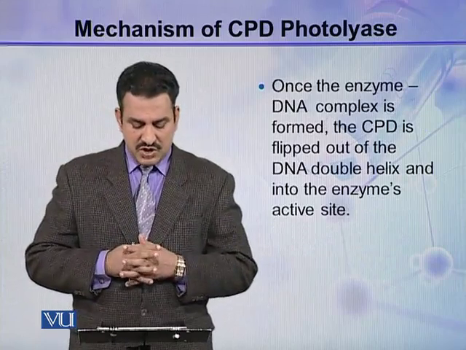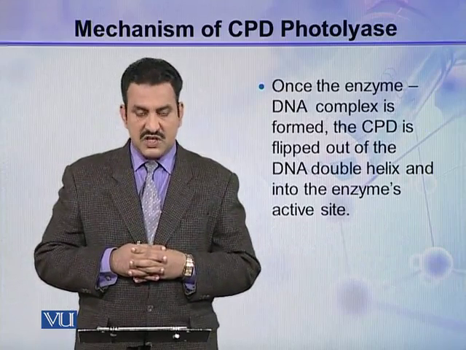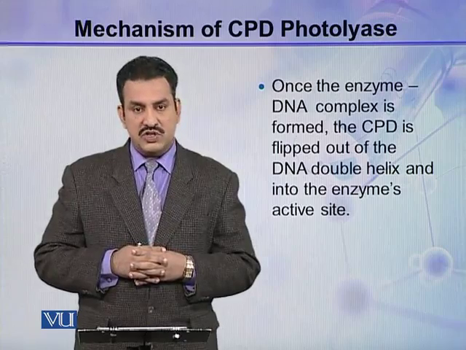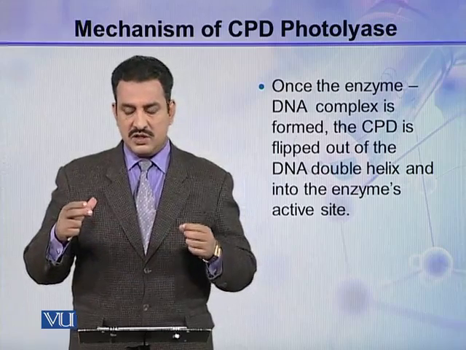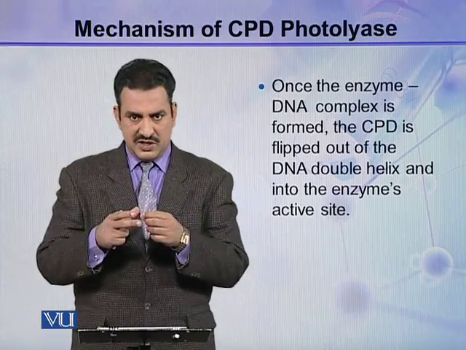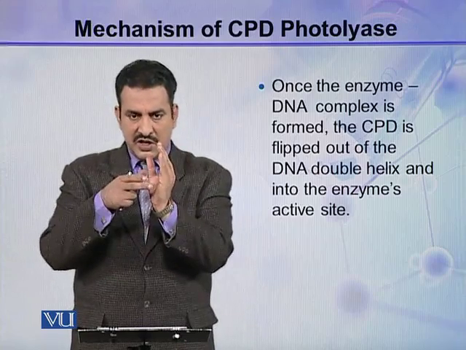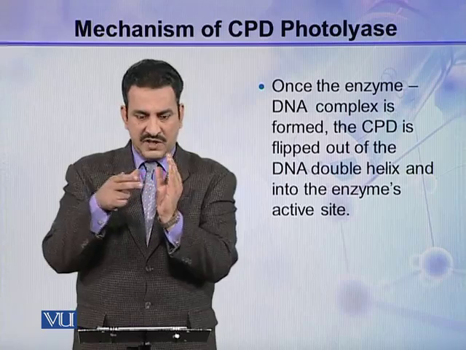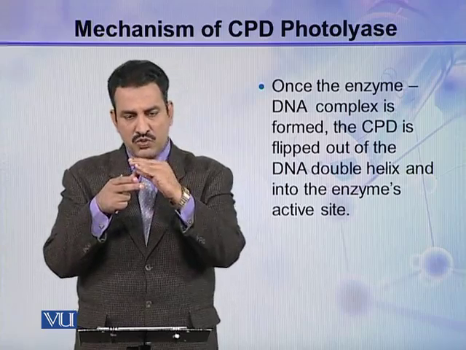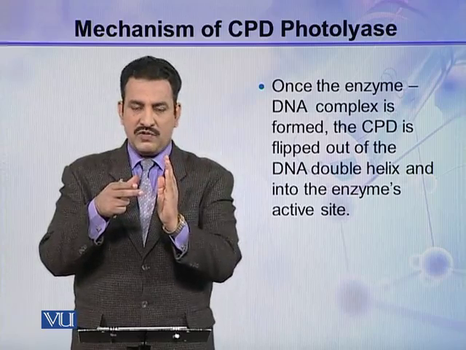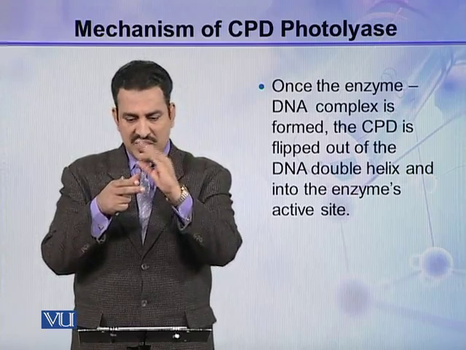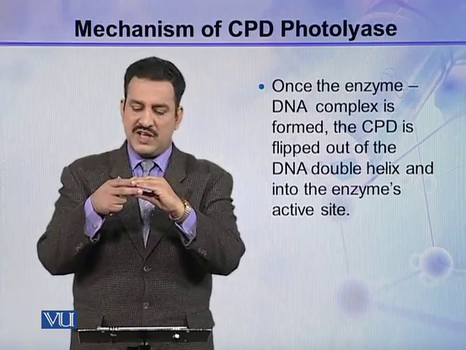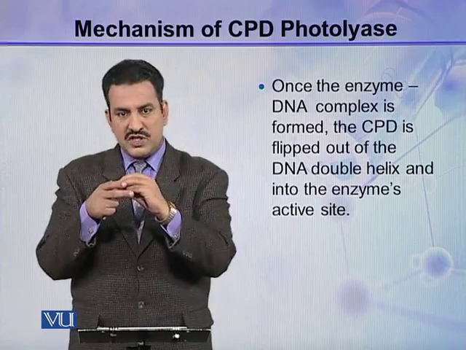Once the enzyme DNA complex is formed, the CPD is flipped out of the DNA double helix and into the active site. So once this enzyme binds to this DNA, where a dimer is present, after this binding, this dimer flips out from the helix. This is the helix of DNA. So it flips out from the helix and comes into the active site of CPD photolyase, into the pocket of this enzyme.